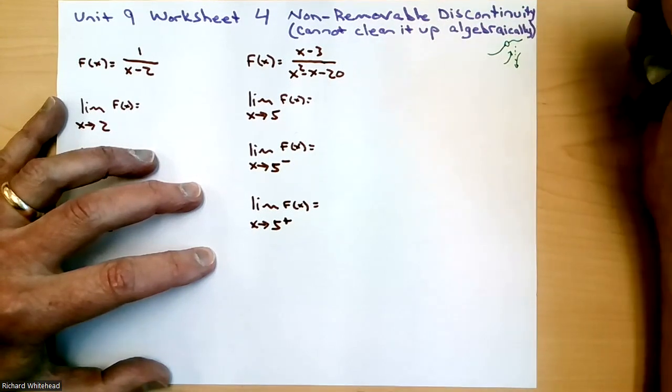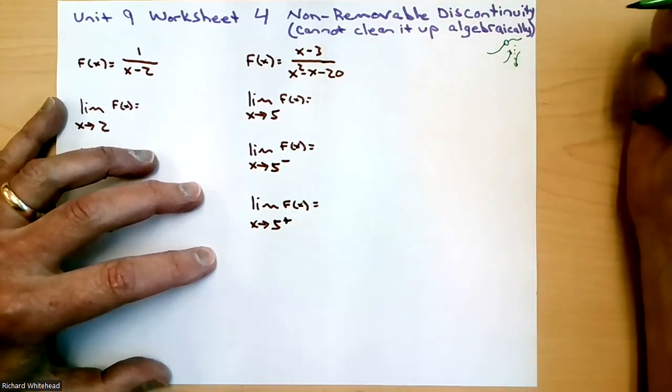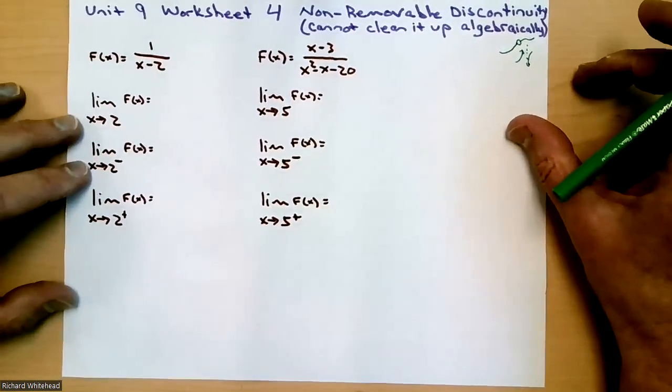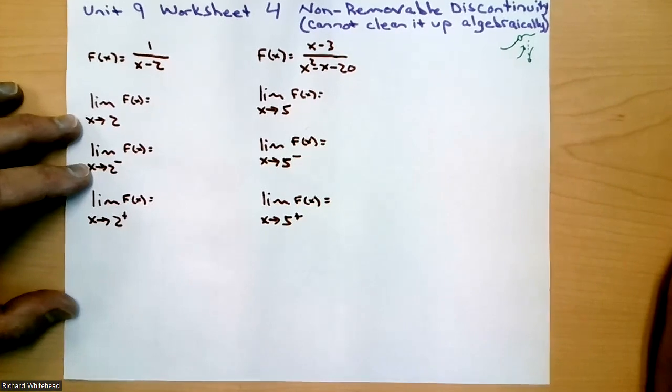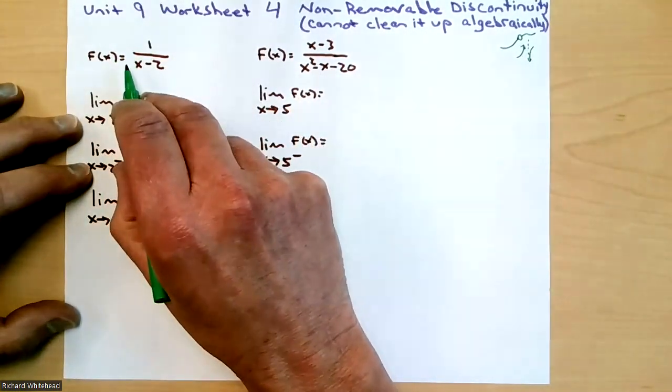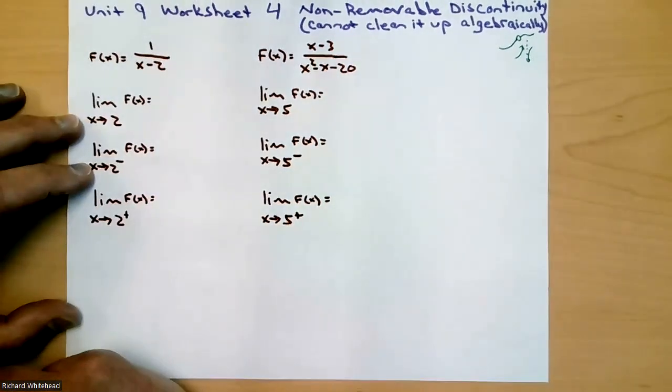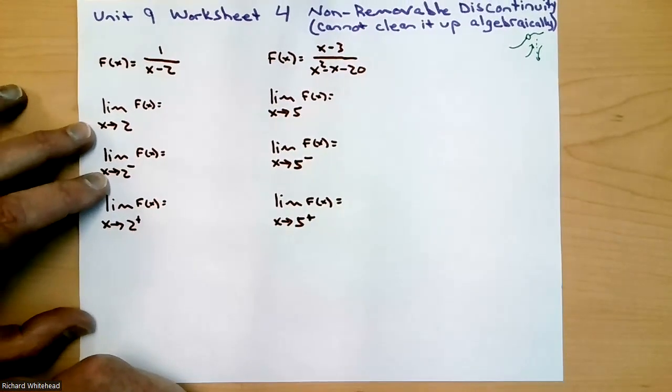Non-removable discontinuities are ones where we cannot fix it algebraically. We are going to have some like that, and they're a lot easier than this because this is a hassle. Basically what it amounts to when I'm doing the non-removable discontinuities, I have to graph them. I have to look at the graph.